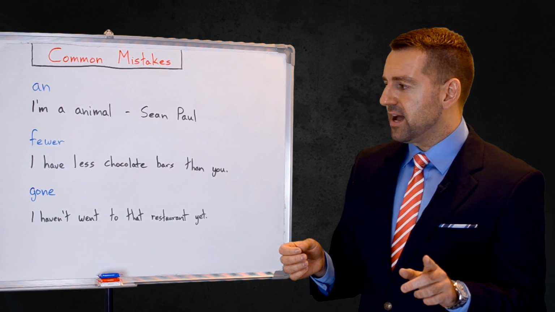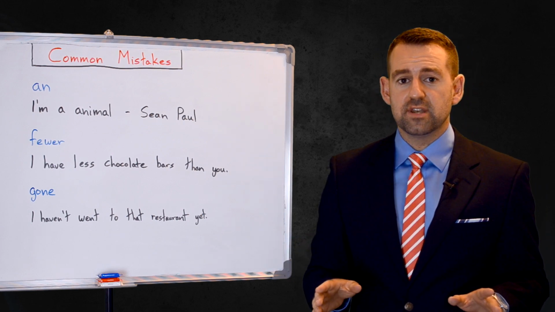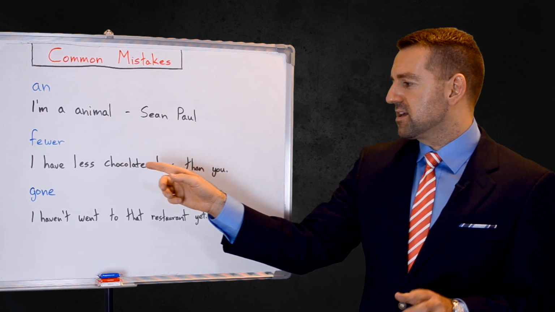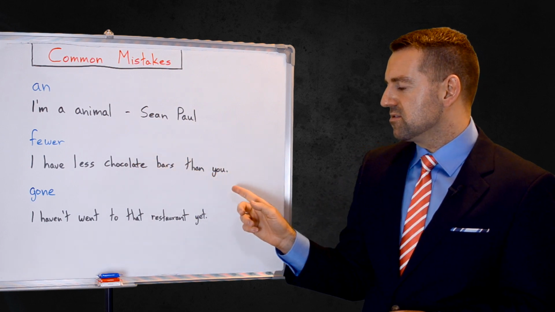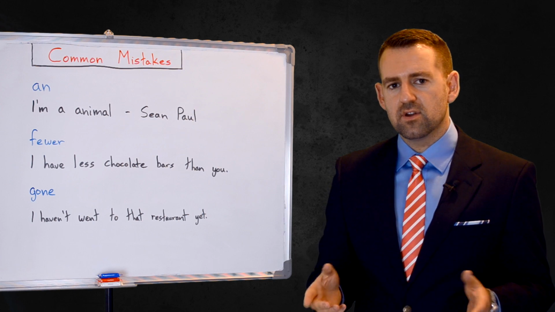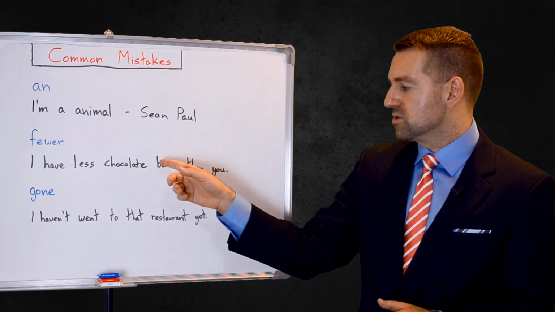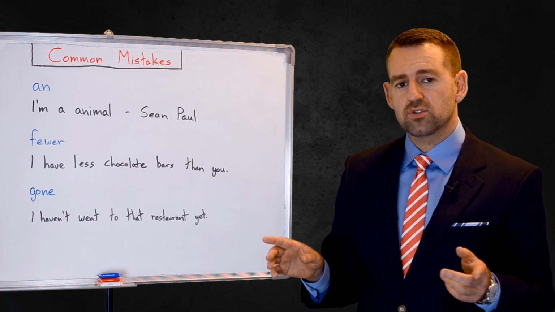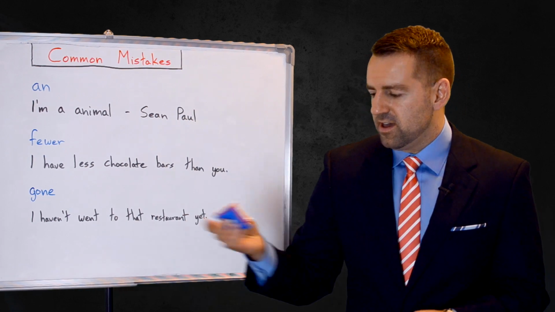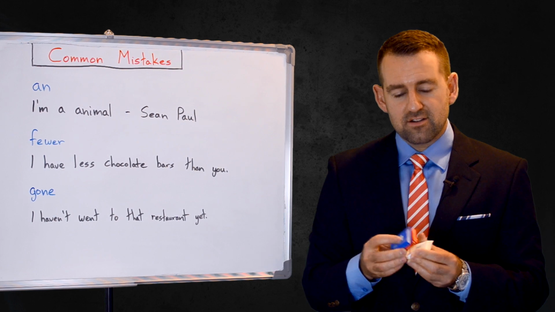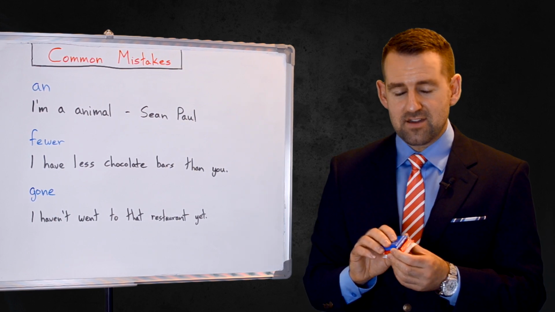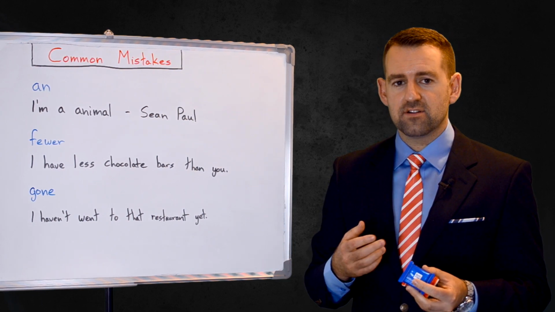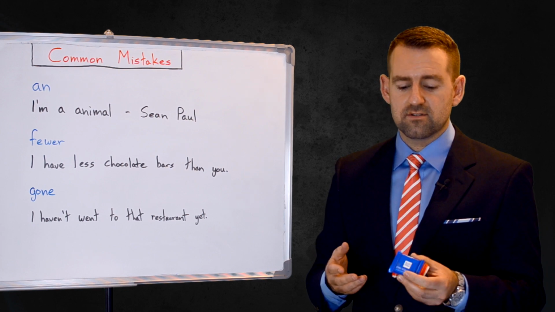Okay, another word that some native English speakers never use is the word fewer. So they would say something like, I have less chocolate bars than you. That's wrong, because chocolate bars is a countable noun, so you should use the word fewer. For example, I have three chocolate bars here from Germany, and if you had four chocolate bars, then I would say I have fewer chocolate bars than you, because I can count them.